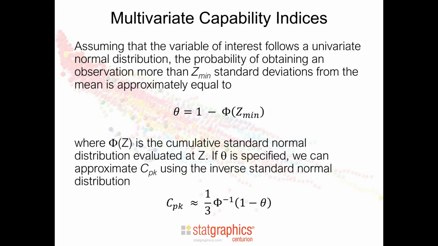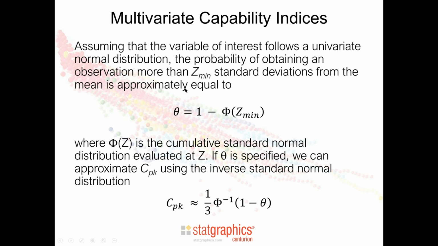I'm going to do it like this. Let's assume that the variable of interest follows a univariate normal distribution for the moment. In that case, the probability that you get an observation more than Z-min standard deviations from the mean is calculated by 1 minus the cumulative standard normal distribution at Z-min. So if I know Z-min, I can calculate the probability of being out of spec, or if I know the probability of being out of spec, I can calculate Z-min.